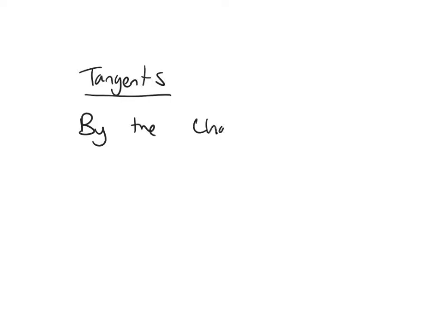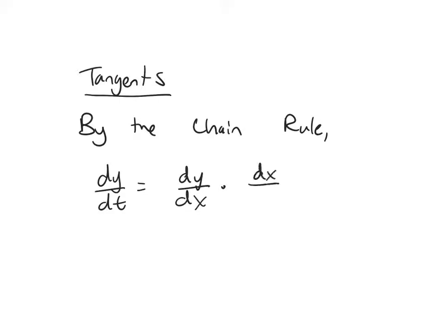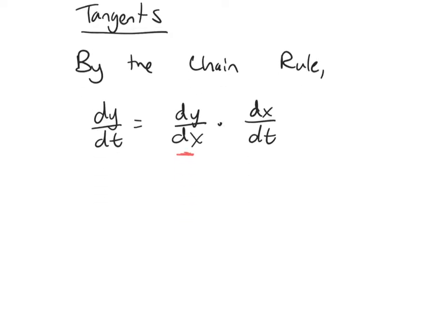Now let's talk about tangents with parametric curves. So the first thing we want to mention is, by the chain rule, if I want to know what dy/dt is, it's the product of the derivative of y with respect to x and the derivative of x with respect to t. And so what I really want to do is solve for this dy/dx here. I can divide.